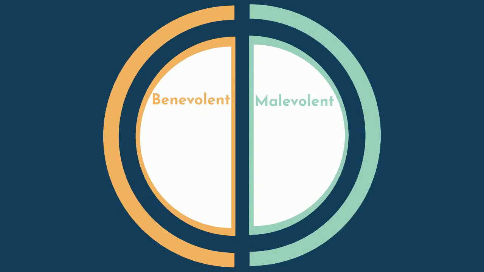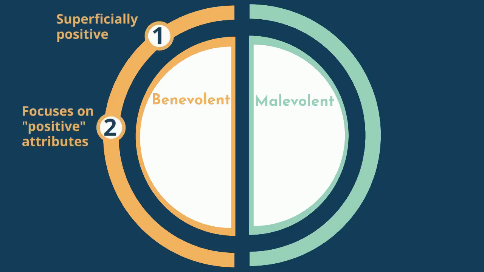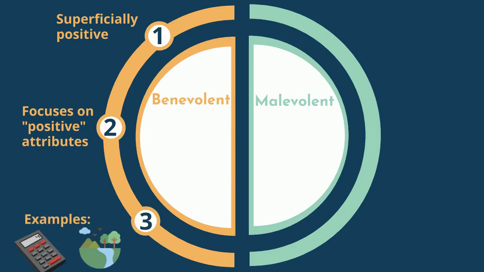Now, what are the differences between the two? Well, benevolent stereotypes are usually superficially positive and focus on characteristics that are generally thought of as a strength or a positive attribute. For example, a common benevolent stereotype is the idea that some people are inherently better at math than other people, or that some people are naturally more in touch with nature than others. While these assumptions might not seem offensive on the surface, they are ultimately rooted in inaccuracies that have been used to single out groups as different or separate from the rest of the community.